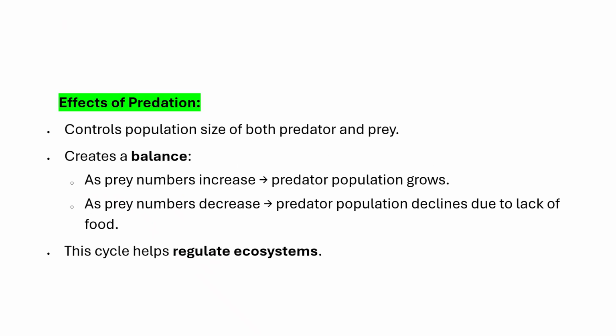The effect of predation is that it controls the population size of both prey and predator, creating balance. As prey increase, the predator population grows. As prey decrease, the predator population declines due to the lack of food, and some of them will die. This cycle regulates and balances the ecosystem.